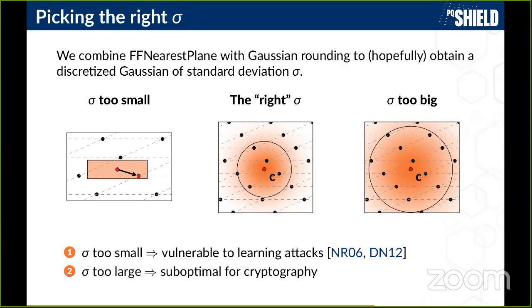So the first application is how do we pick the right standard deviation? Remember that we use the same approach as was done by Gentry, Peikert, and Vaikuntanathan, and later by Peikert in 2010. We combine a deterministic algorithm with a Gaussian rounding to hopefully obtain a discretized Gaussian of standard deviation sigma.